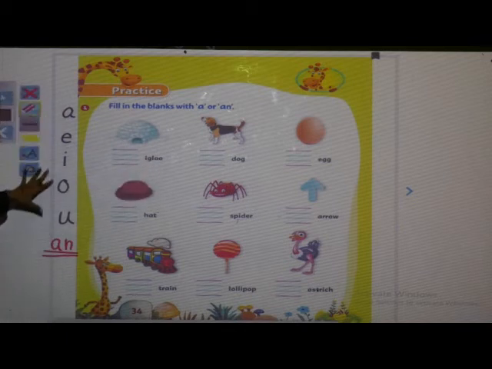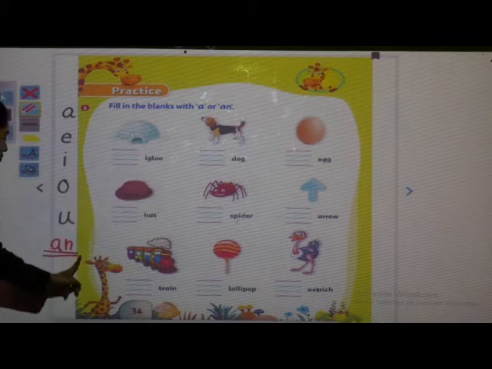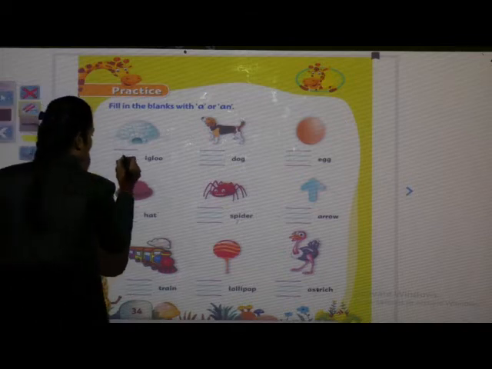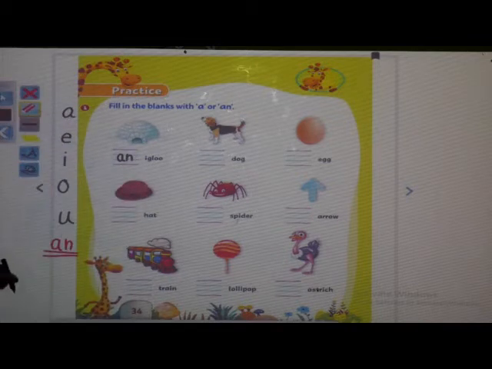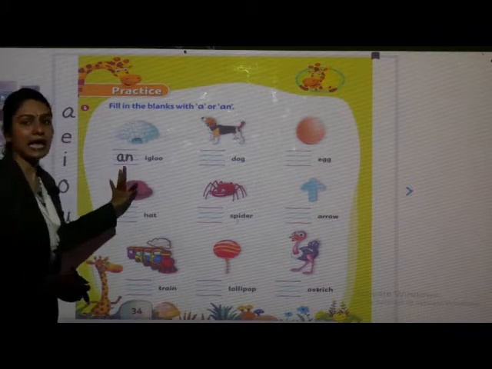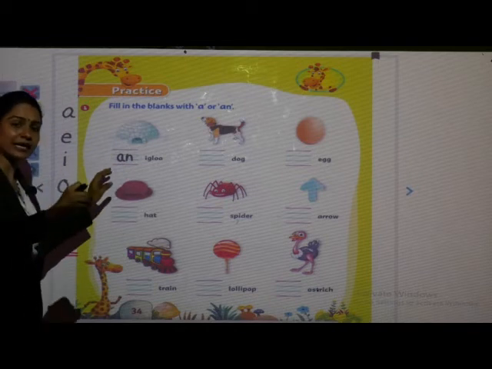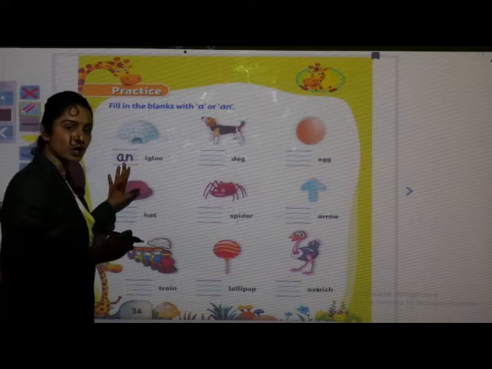So children, I is for igloo. So here I is there. Meaning, this is a vowel sound. So what are we going to use? A or an? An. Very good. An igloo. This is an igloo. You have to repeat after me. After completing, while writing, you have to say and write. This is an igloo.